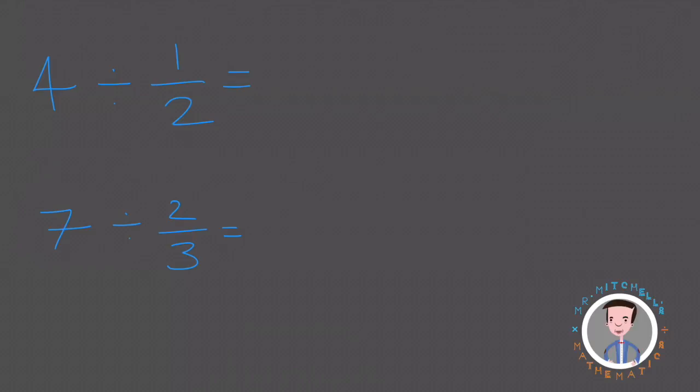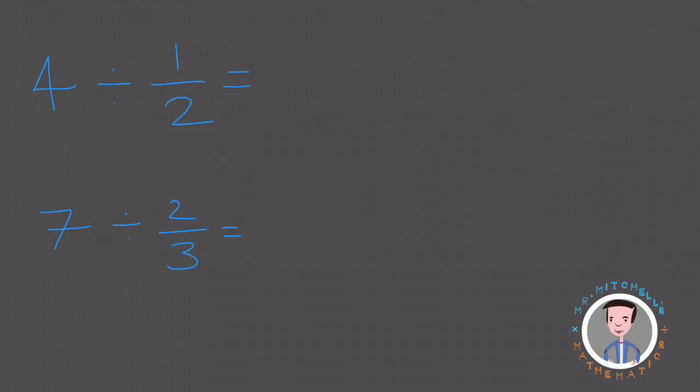Make sure you've got a pen and paper ready so that you can do the necessary calculations in this video. So, you might be sitting in an exam and get a problem like this: 4 divided by a half or 7 divided by 2/3. Now initially this might be a bit confusing to understand what exactly that means. The simplest way of putting it is how many halves go into 4 or how many 2/3 go into 7.